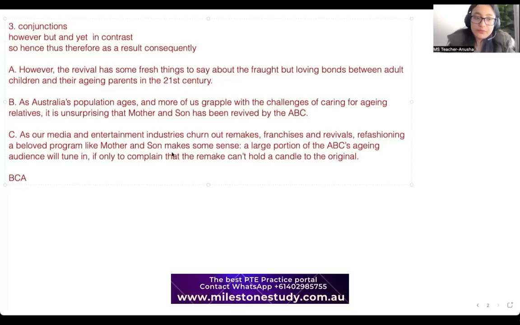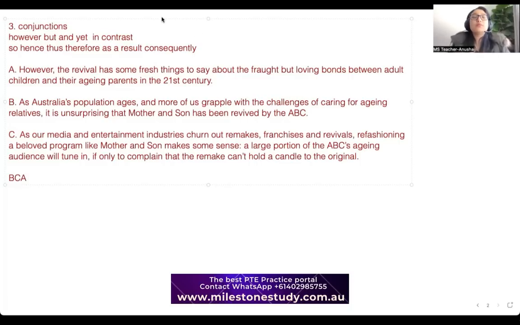So it's an old show. They are saying that it makes some sense. People will just complain about the remake. But even if it's a remake, even if it's some old program, there is something fresh because this is shown in the context of the 21st century. Okay, and that is the connection. Using however, they are trying to pair these two sentences, saying positive and negative. Okay, look, so this one makes some sense because they will tune in to complain, negative. However, it's not just old, there are some fresh things, positive.